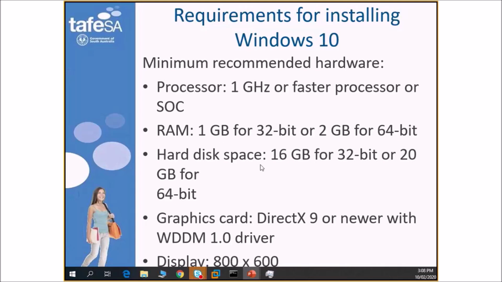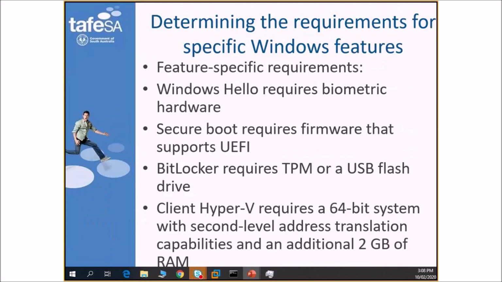So you need 64-bit, 16 gigs of hard drive space, 1 gig of RAM, 1 gigahertz of CPU, a graphics card, and display of 800 by 600. Nothing crazy. Determining the requirements for specific Windows features. So all these things are just for getting Windows on.